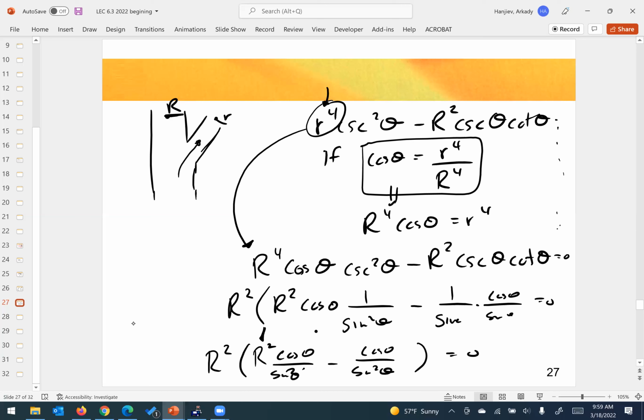We're just saying eventually this is going to equal zero. Right, it says show that the following expression, so this is the expression right here, is zero when cosine theta is equal to r to the fourth divided by R to the fourth. So either R squared is zero, or everything inside of the parentheses is zero. Because one of those has to be zero for this whole thing.